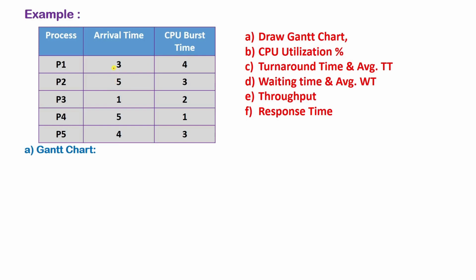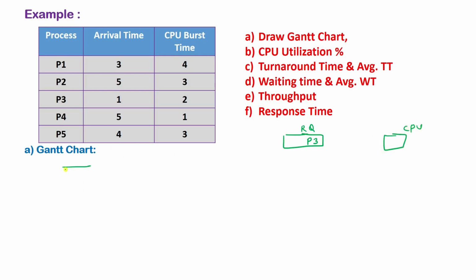So the FCFS algorithm says that whichever process has arrived inside the ready queue first will be given the CPU first. Then whichever process comes next inside the ready queue will be given the CPU next, right? So here you can see, for the first time, which process has arrived inside the ready queue? This is the least arrival time, right? So at t equal to 1, the process P3 has arrived inside the ready queue. I can just draw the ready queue here, and let's say this is your CPU.